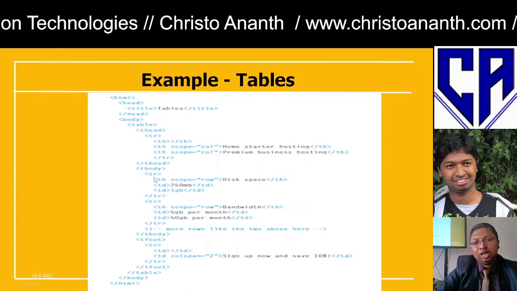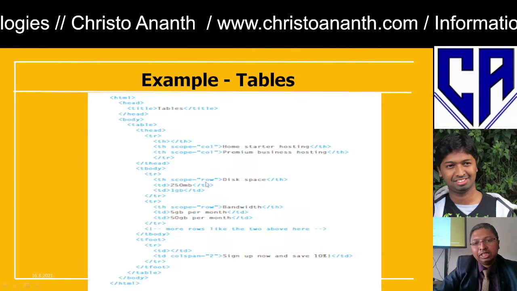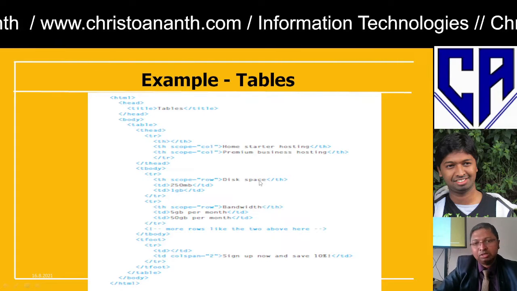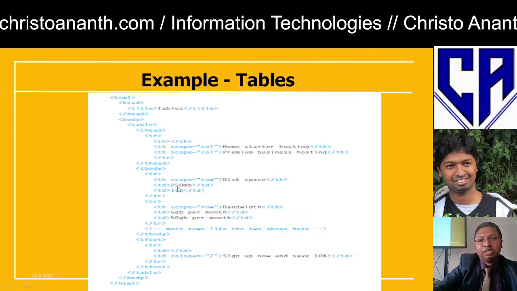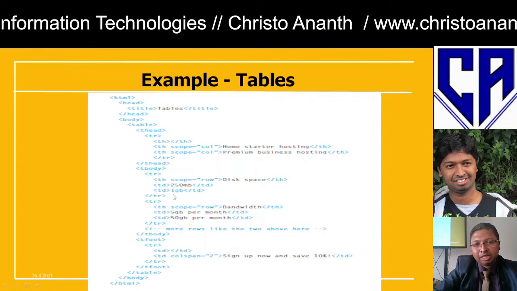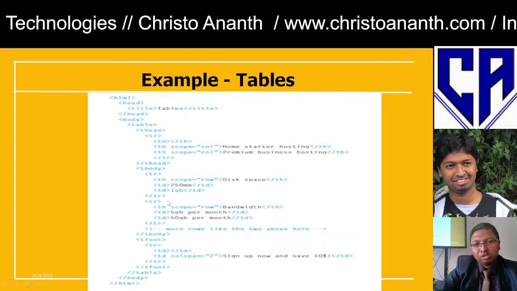T body. You have the TR. You have the TH scope row. What is the TH scope row? Row heading. It is disk space. And then you have table data, which is one element, 25 MB. And then you have table data once again, 1 GB. You close the TR.